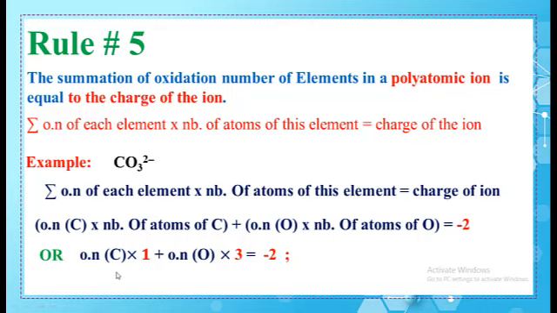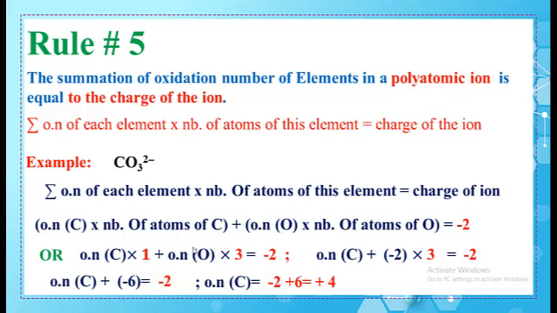Here we don't know the oxidation number of carbon, but we know the oxidation number of oxygen in any compound is equal to -2. So now we write oxidation number of carbon plus 3 times -2 equals -2. Oxidation number of carbon plus -6 equals -2. Oxidation number of carbon equals -2 plus 6 equals +4. As we said, all the calculation can be written in real numbers, but at the end you should write the answer in Roman. So you should say the oxidation number of carbon is equal to +4 in Roman.